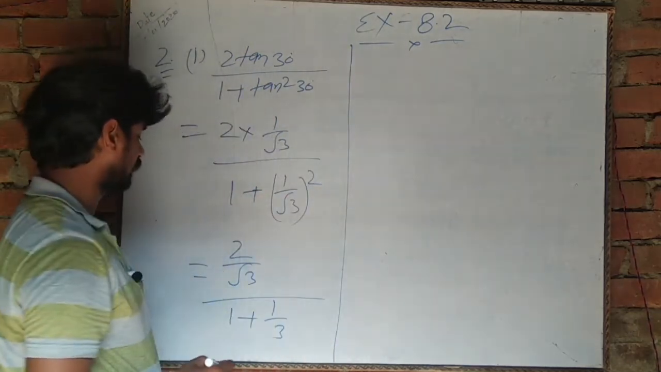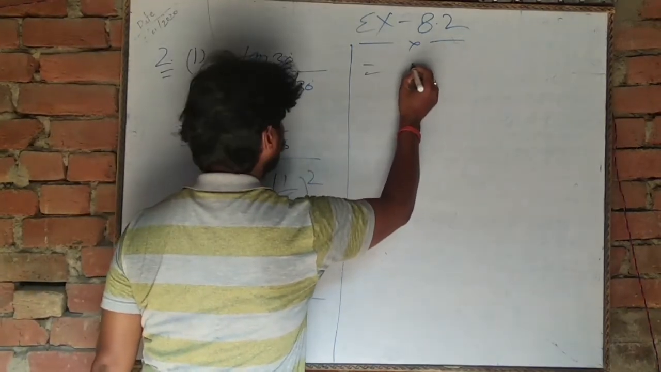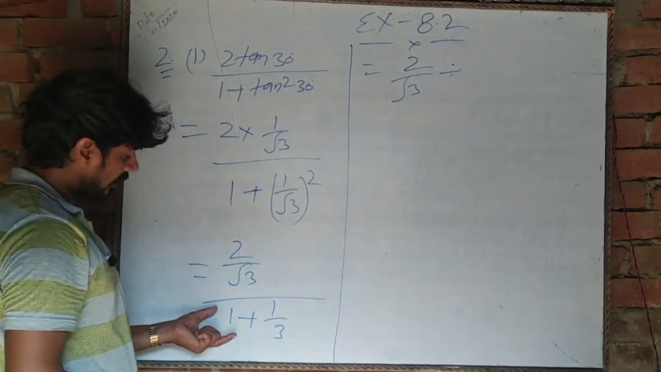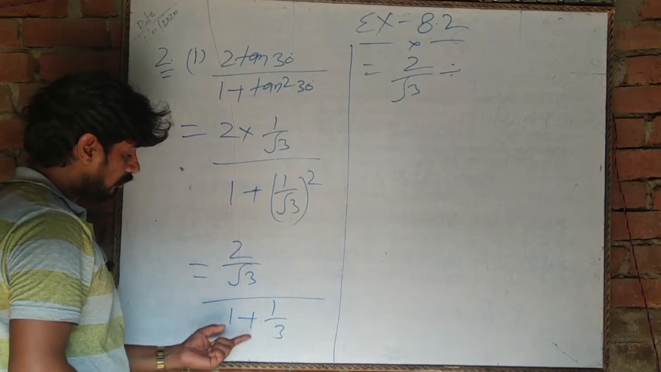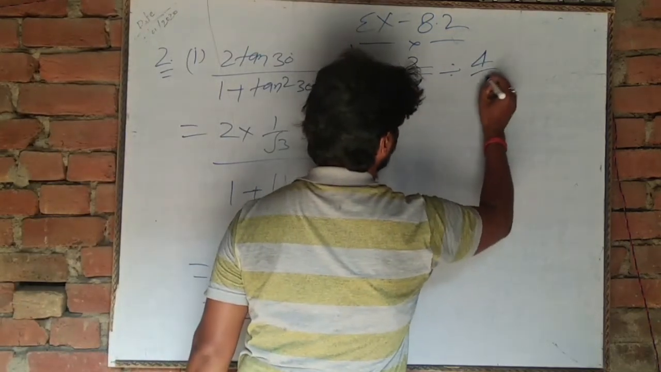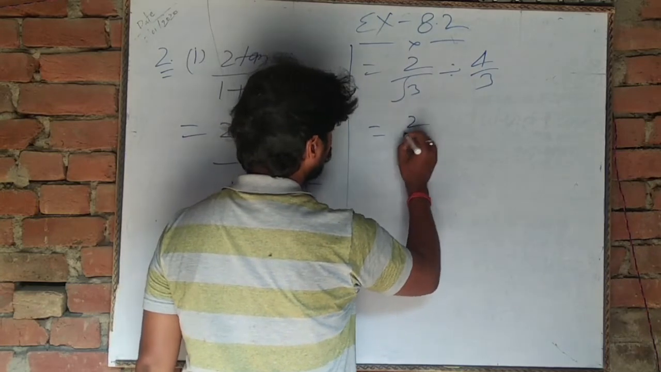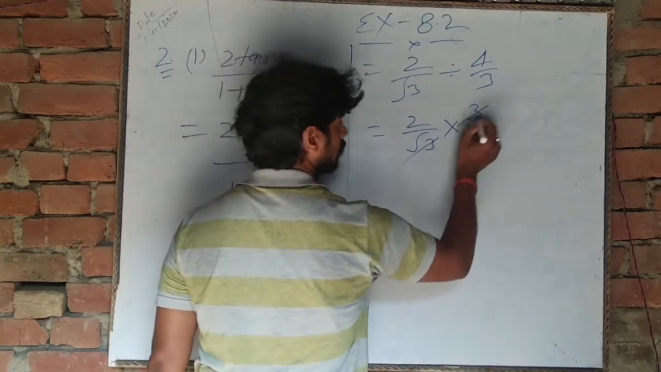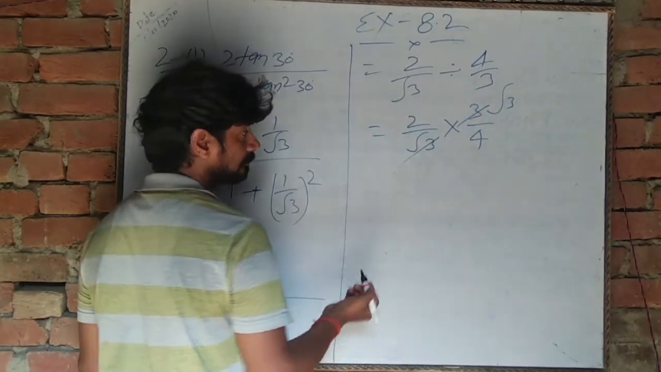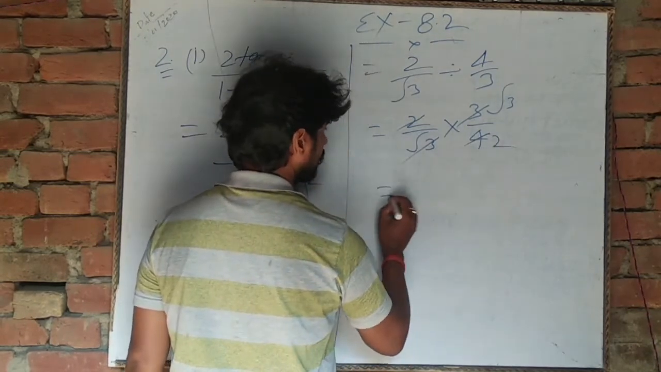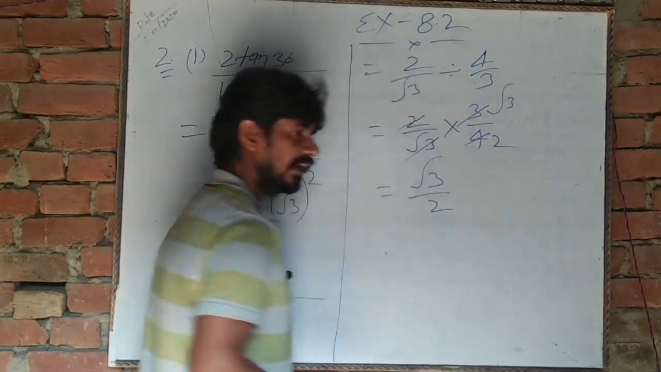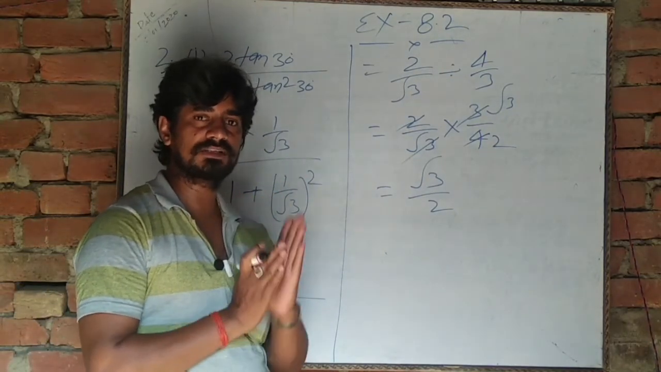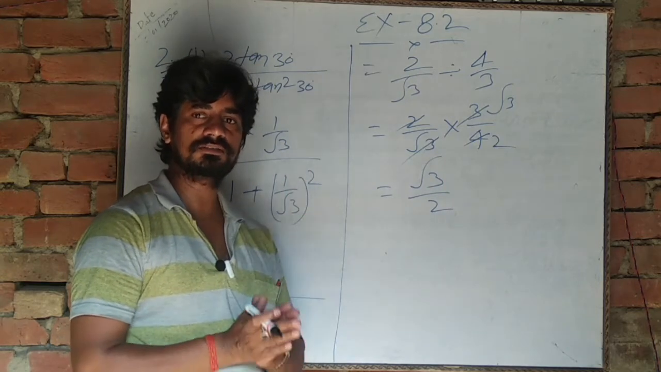After that we will write 2 by root 3 divided by, 3 plus 1 is 4, 4 by 3. 4 by 3 equals 2 by root 3 multiplied by 3 by 4. Root 3 is equal to 3. That means root 3 by 2. And we have an idea, root 3 by 2 means what? Root 3 by 2 means sin 60 degree or cos 30 degree.